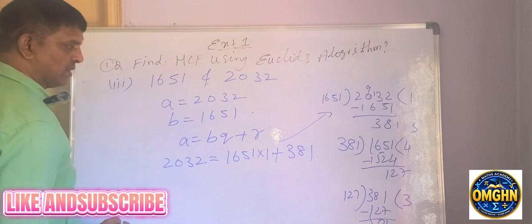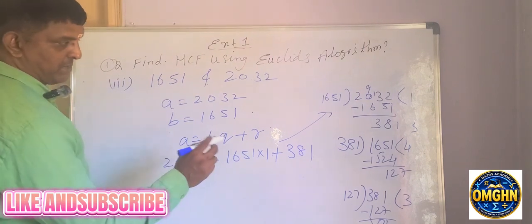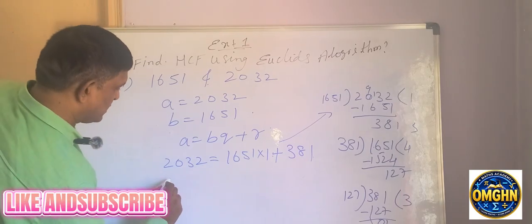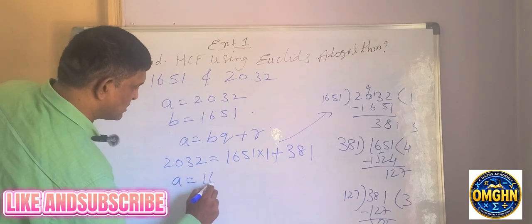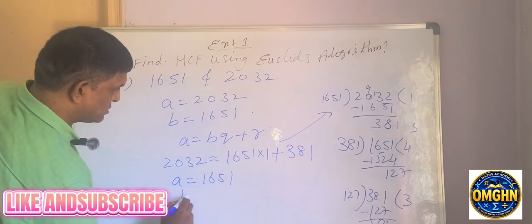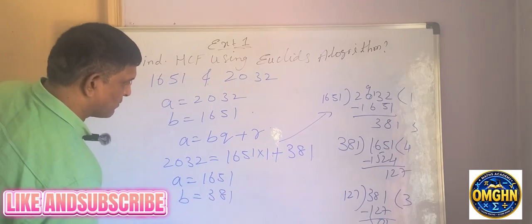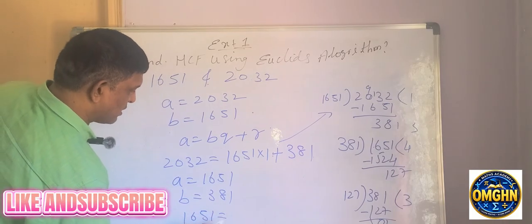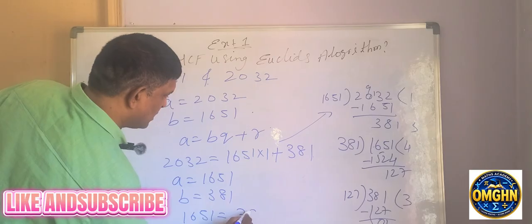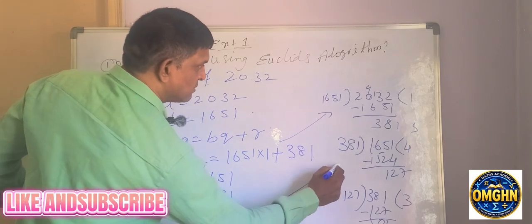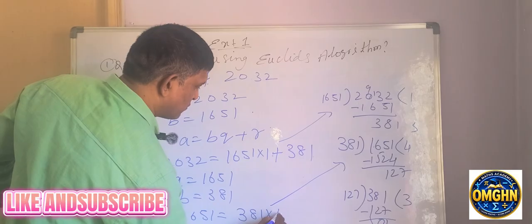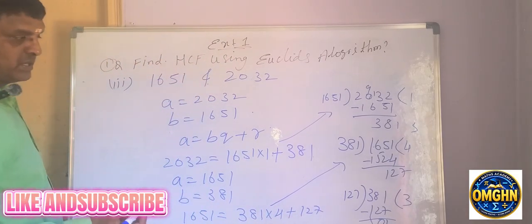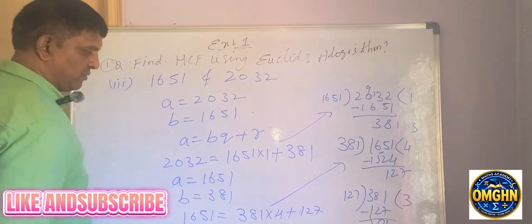381 we are getting. Now again we didn't get the remainder 0. Remainder is not 0, so what we have to do? Again A is equal to 1651, B is equal to 381. Applying the formula, 1651 equal to 381 into 4 plus 127. Here also we didn't get the remainder 0, so again we have to go for further division.